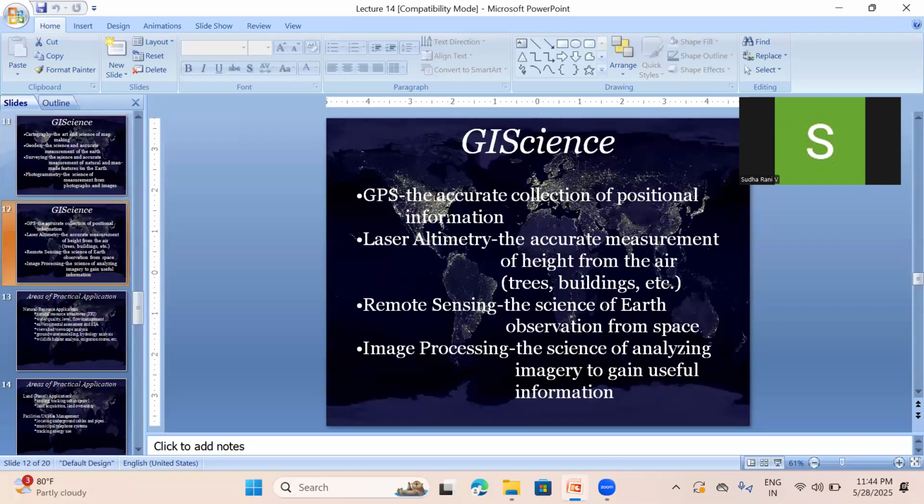GPS, the accurate location of positional information. Laser altimetry, the accurate measurement of height from the air, like trees, buildings, etc. Remote sensing, the science of Earth observation from space. Image processing, the science of analyzing imagery to gain useful information.